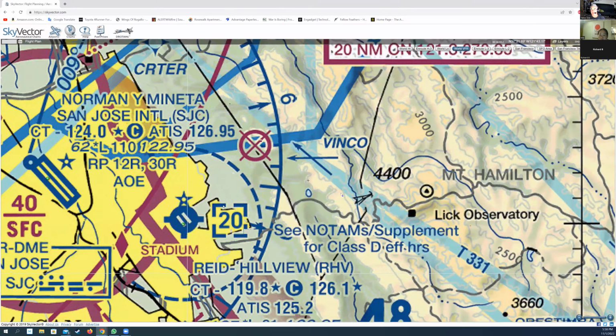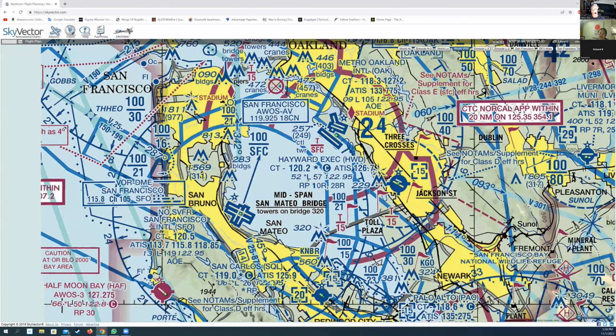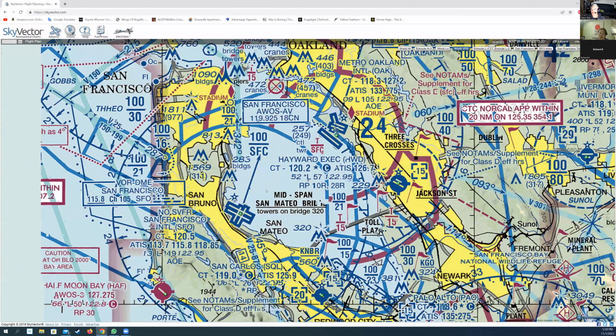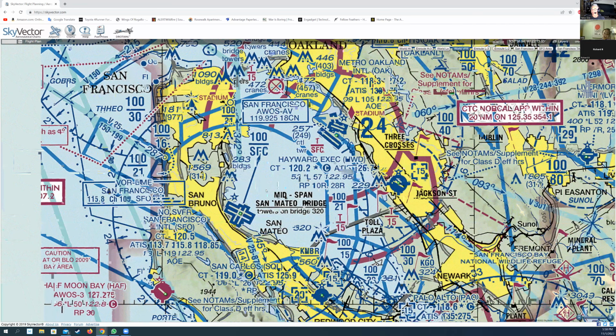Okay. All right. So we're going to get into the big ones. So Richard, what's our big airport in our area? San Francisco International. Okay, good. What lines border San Francisco International on the sectional chart? Solid blue. Yep, solid blue. Okay. So Class B is solid blue lines.